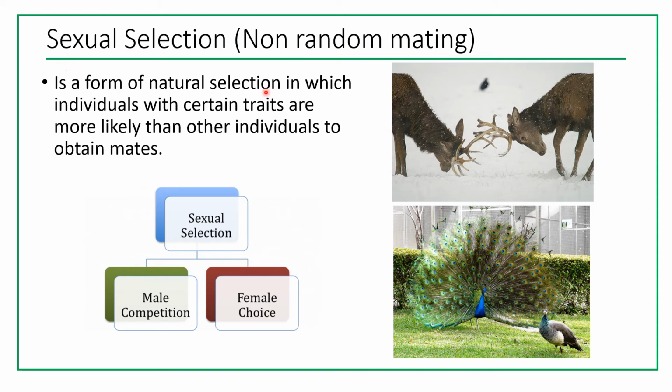Okay, another mechanism for evolution is sexual selection. It is a form of natural selection in which individuals with certain traits are more likely than other individuals to obtain mates. And there is a different type of sexual selection. It can be male competition over here or female choice.